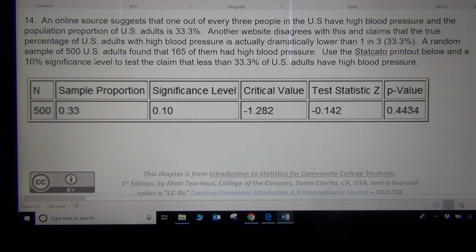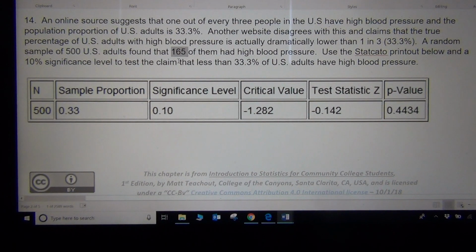Did we have at least 10 successes and at least 10 failures? So did we have at least 10 people with high blood pressure? Yes, we had 165 people with high blood pressure. Did we have at least 10 people in the sample data that did not have high blood pressure? Yes, 500 minus 165 is definitely a lot bigger than 10. So we passed that assumption.